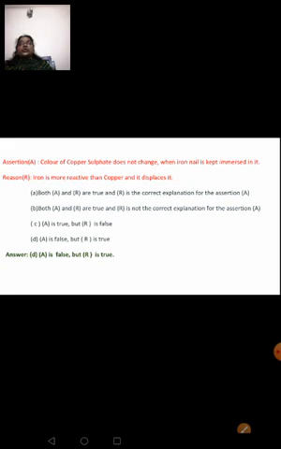Now, the assertion: color of copper sulfate does not change when iron nail is kept immersed in it. Copper sulfate, which is blue in color, when it becomes iron sulfate, becomes pale green in color. So that is a wrong statement. So according to this, option D will be the answer. A is false, but R is true. Iron is more reactive than copper is true, but copper sulfate does not lose its color when iron nail is dipped in it is false. Because copper sulfate, which is blue in color, when an iron nail is dipped in it, due to displacement reaction, iron displaces copper from copper sulfate. So copper comes out separately. Therefore iron becomes iron sulfate, that is pale green in color.